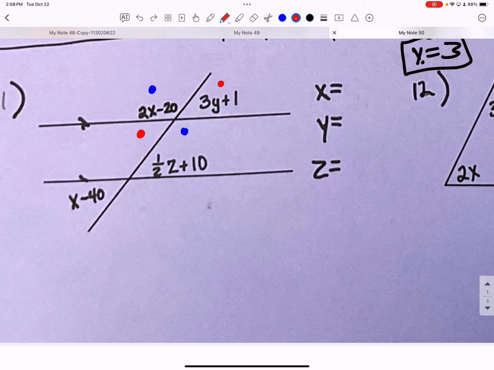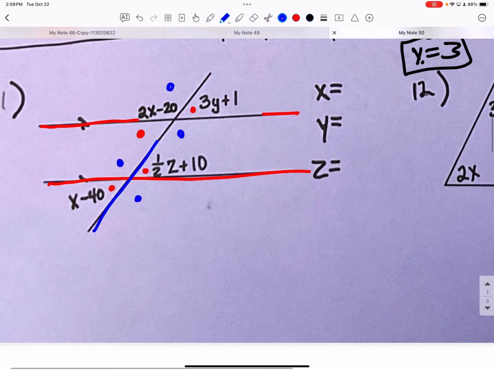Those are vertical angles. Anytime you have two parallel lines that are cut by the same line, up here we have a red and blue intersection, down there we have a red and blue intersection. So those are the same intersections. So the same angles are going to be the answers. So this is going to be a blue, this is going to be a blue. These are called corresponding angles, red and red. Okay, so red, blue, blue.